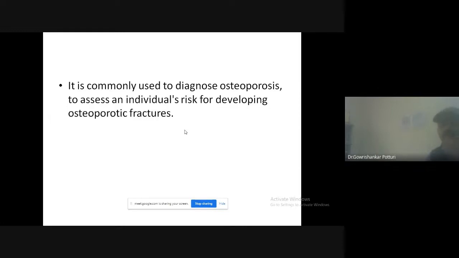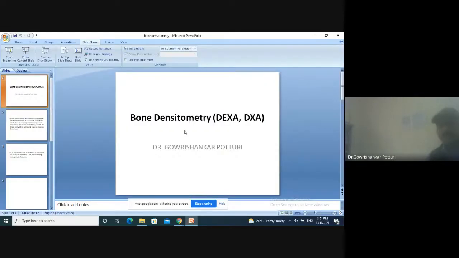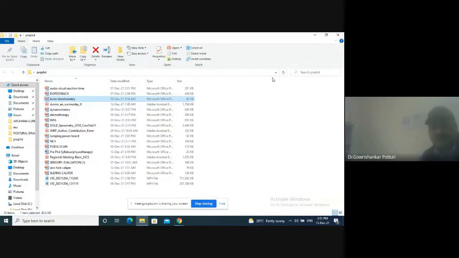So in your clinical practice, you might have seen bone densitometries many times. So that is about bone densitometry. It is usually a scan that identifies osteoporosis in the bones. Next one, jumping power board.